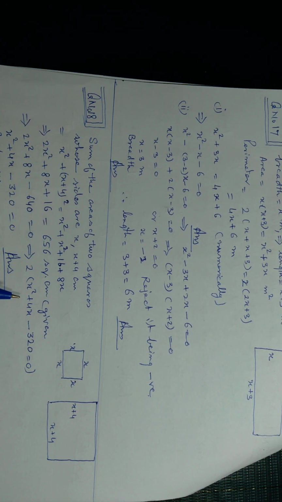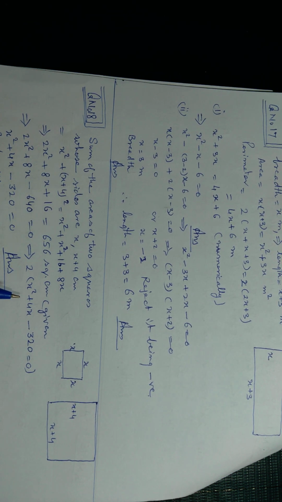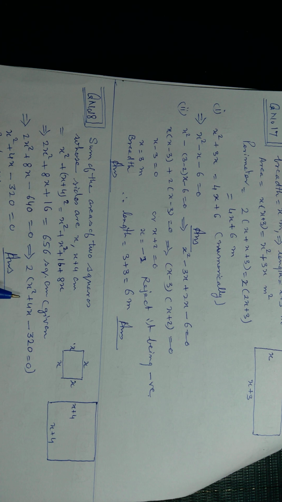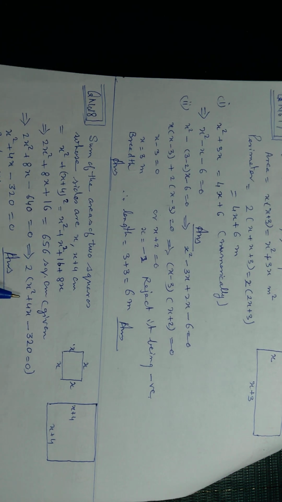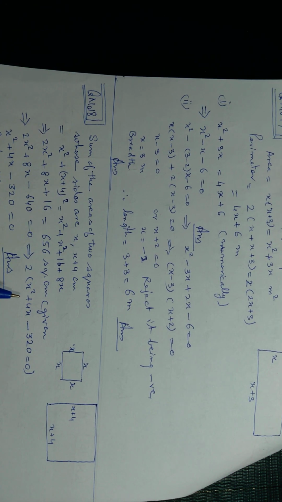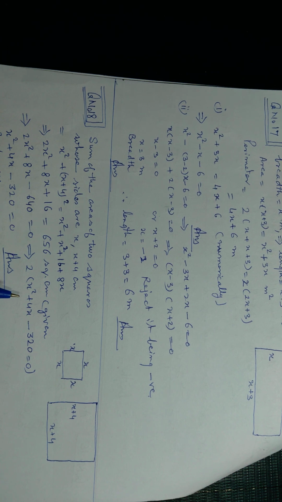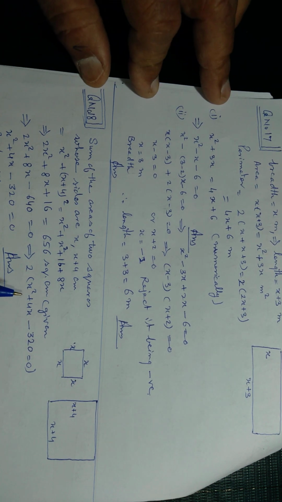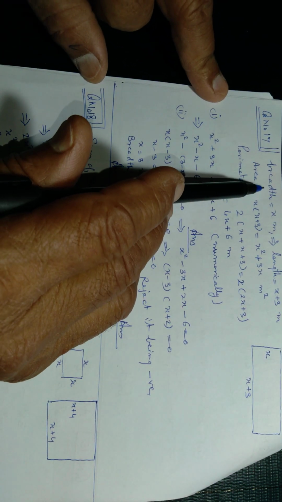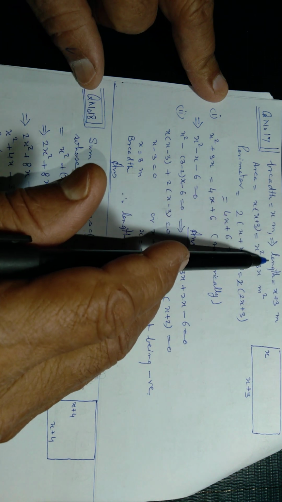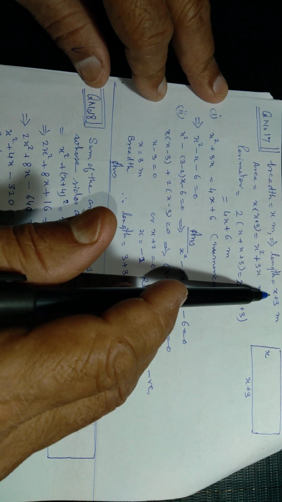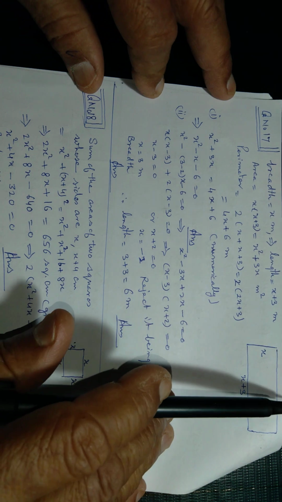Second part, solve the equation in the first part above and hence find the dimensions of the veranda. Here you see I have taken the breadth x meter, the length will be x plus 3 meter.